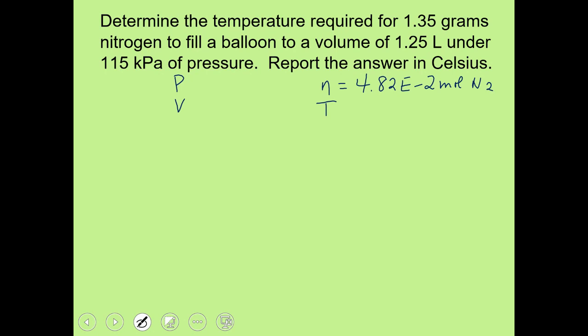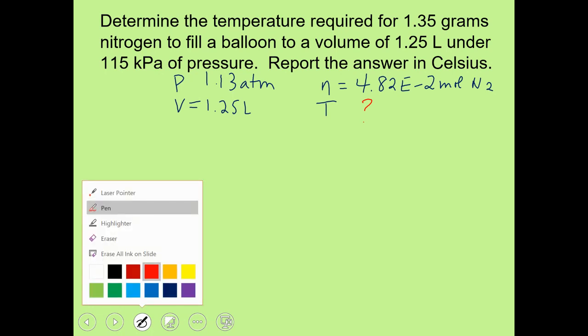So whatever gas you have, you can always put it into moles. I've got the volume, 1.25 liters. I've got the pressure, 115 kilopascals. I need to divide by 101.325 to get that into atmospheres, and I got 1.13 atmospheres. And you can see then that what I'm trying to find is the temperature.